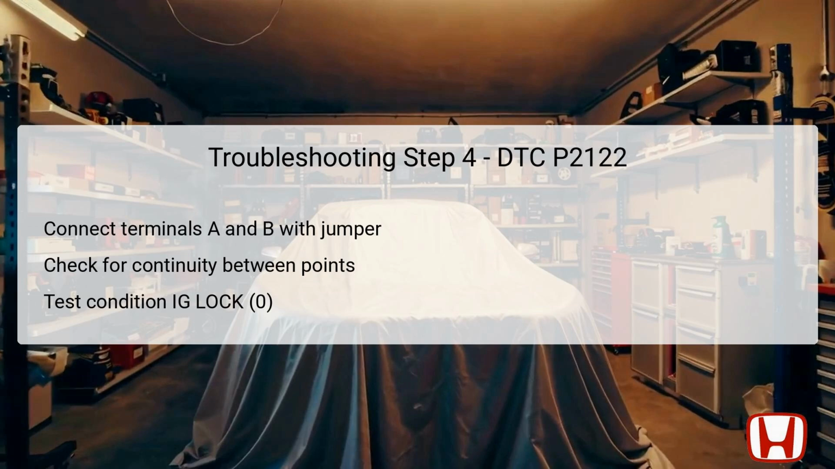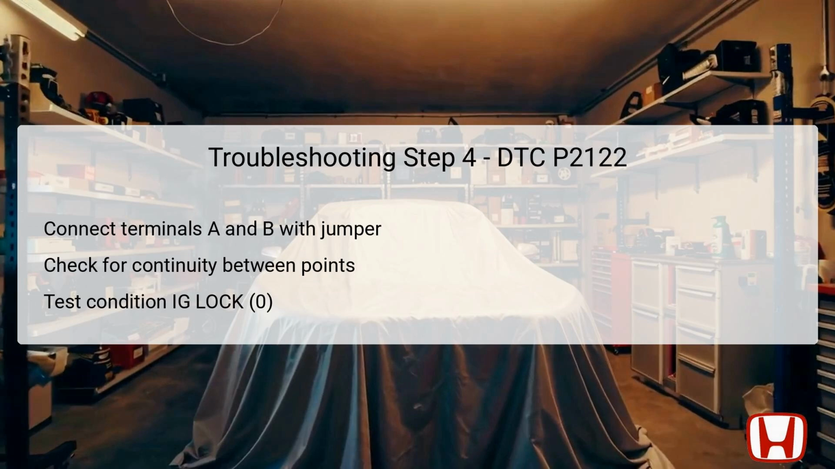Test point 1 should be the PCM connector A, 49P number 28, orange, and test point 2 leads back to body ground. The conditions for continuity should reflect IG lock 0. If continuity is confirmed, the APS1 wire is functional, and you should proceed to further checks in the system.